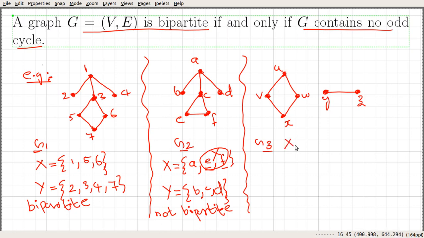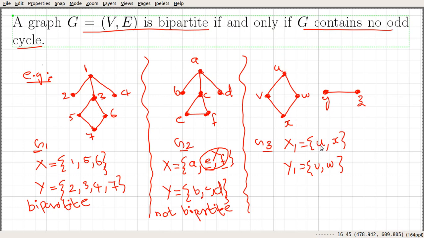Let me call those partition sets x1 and y1, and let's see whether we are able to define x1 and y1 for this component first. Let me put u in x1 and v and w in y1. So far good. Let's consider v. The adjacent vertex is x. Since v is in y1, we should put x in x1. And we are done. So it seems like component 1 is a bipartite subgraph of this graph, right?